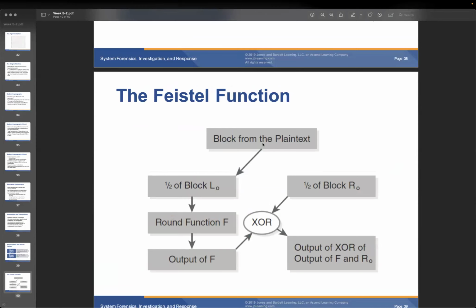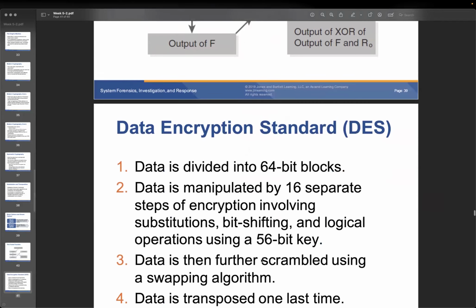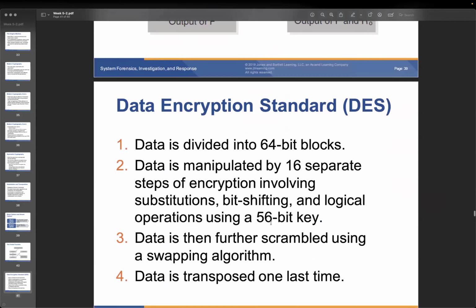Well, for the round function in a block cipher, we take half the block from the plaintext, give it to a round function f, and output f. Then we use XOR with another block, and output the XOR of the output of f and R. So this is one of the methods.